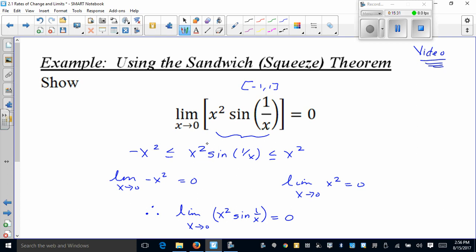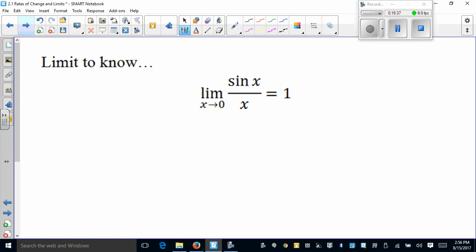Well, actually, this is a limit to know: the limit as x approaches 0 of sine of x over x is always going to be 1. That's the one. Now the proof, if you ever watch it, uses geometry. So the proof on YouTube uses geometry to prove that this works.